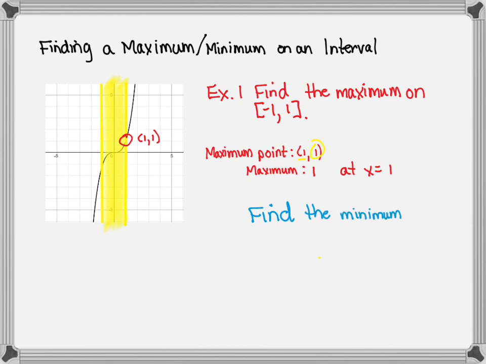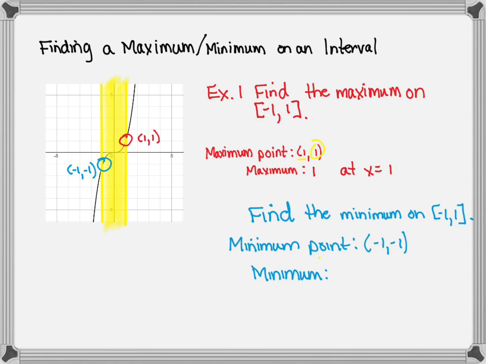So let's also find the minimum on the same interval from -1 to 1. In this yellow shaded region, what's my lowest point on the graph? And it looks like it's right here at the point (-1, -1). So I could say my minimum point is (-1, -1), or my minimum value is the y value, -1, at the x value of -1.